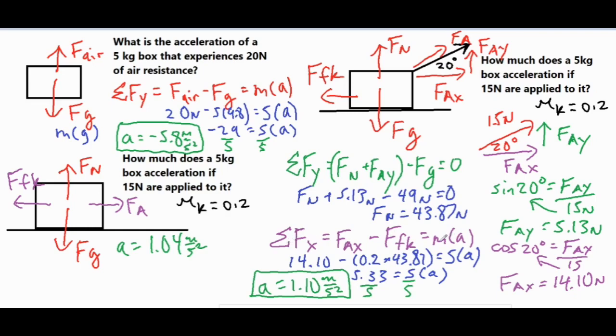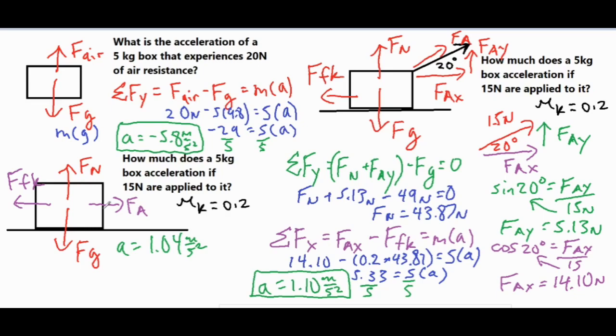Now for the forces in the x direction, we have FAX, which we found in purple over here. And then we subtracted the force of friction, which is again mu times the normal force. Mu is 0.2 given in the problem, and the normal force we just found previously, 43.87. So we subtract those, and then we get 5.33 equals our m times a. Dividing both sides by 5, we finish off with an acceleration of 1.10 meters per second squared, which is slightly greater than our previous one. So I purposely left most of the same values for our second one, besides changing the angle of the force.